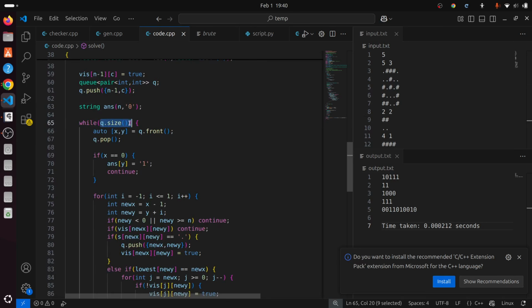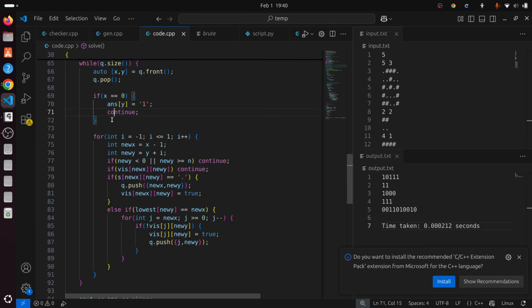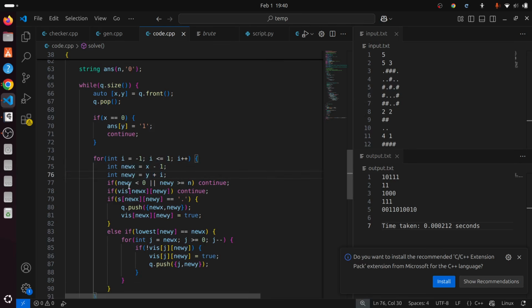So while q dot size, the current element is x y, then q dot pop. If the row equals 0, that means we have reached the top row, so we won't continue, but ans of y equals 1, that is, we can reach this column y in the top row. Otherwise, we will check all the three directions. Let's say we are at y right now, so we'll check y minus 1, y and y plus 1. My new x would be x minus 1, and my new y can be y plus 1, y minus 1, or y, right? If new y is less than 0 or greater than or equal to n, then we'll continue. If we have already visited this node, then also we'll continue.